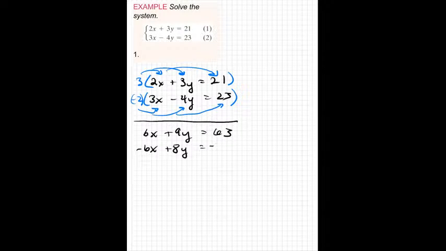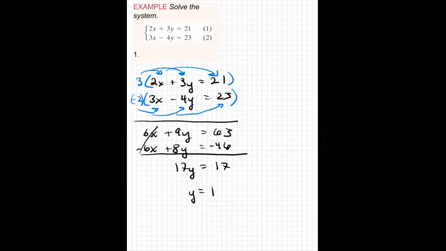Now if we add the two equations together, these add to 0. That's going to be 17y equals 17, since 63 minus 46 is 17. So then if we divide both sides by 17, y equals 1, right? So we were able to solve for y.